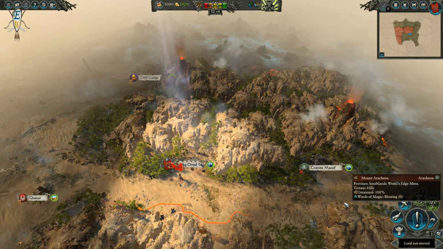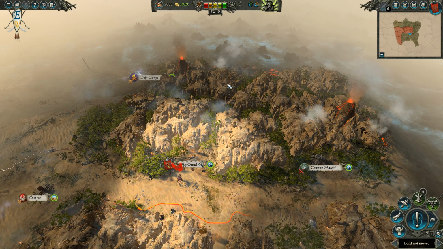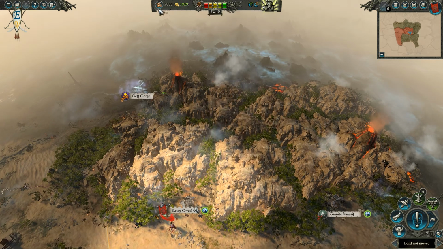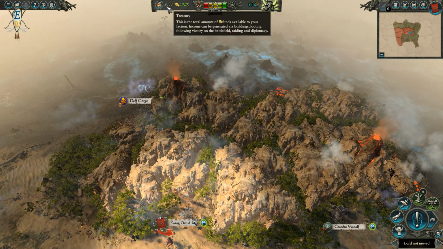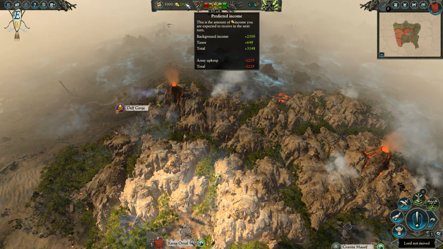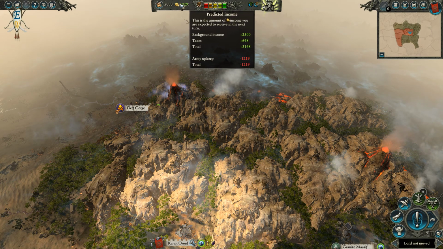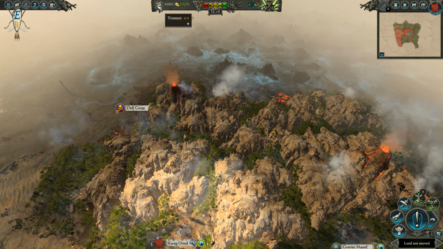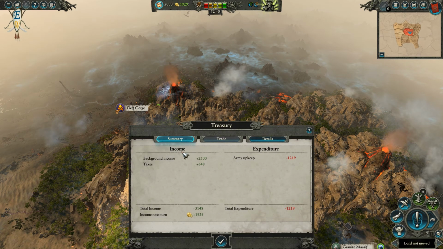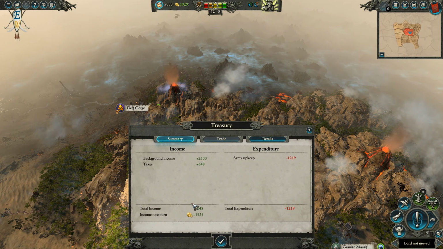So that's everything there. If you come up here, you'll see that this is the treasury. This is the amount you've got available to spend. This is the amount that you will gain next turn. This is predicted income you will gain next turn. This button here is your treasury button. This gives you a more detailed summary over it.